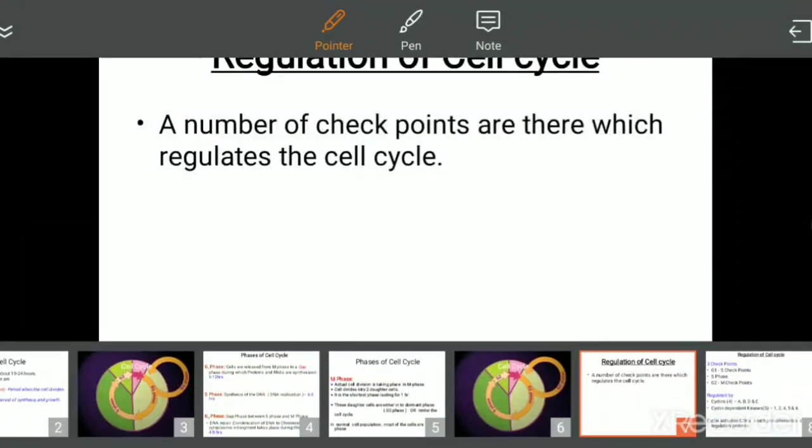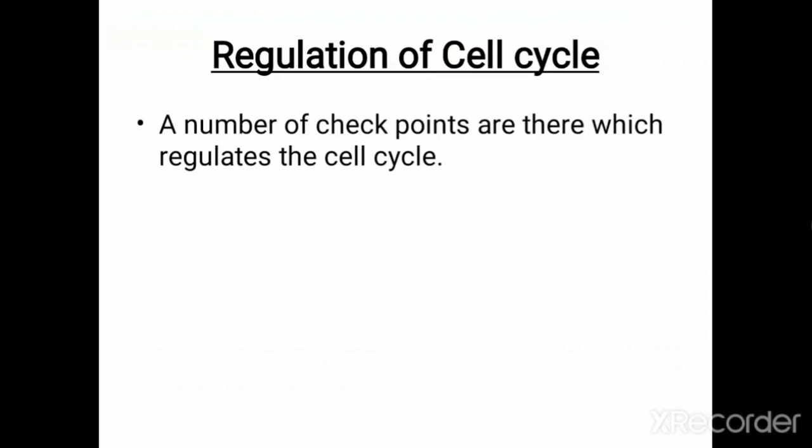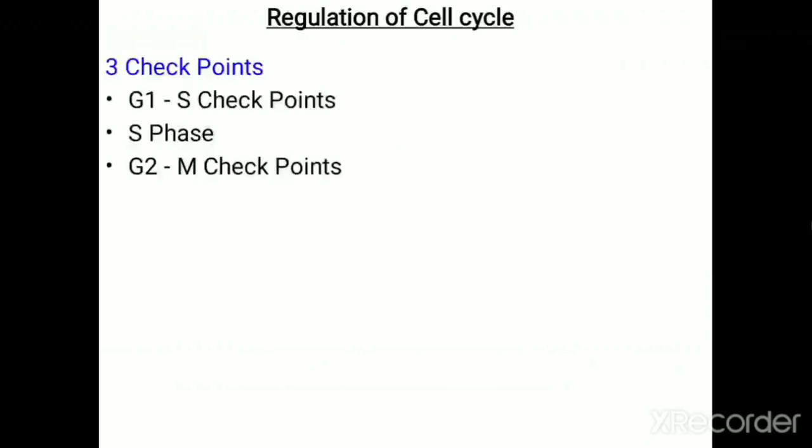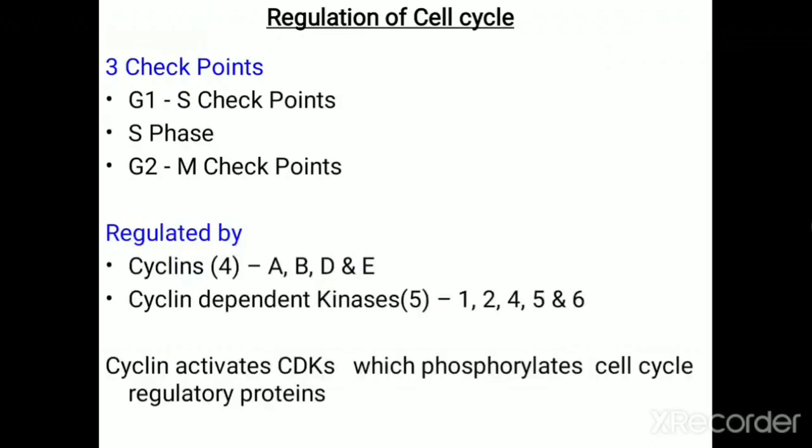Coming to the regulation of the cell cycle, there are a number of checkpoints to regulate this cell cycle. There are three checkpoints. One is at the G1/S interphase, the second one is in the S phase, and the third checkpoint is at the G2/M interphase. And the cell cycle is regulated by specific proteins, known as cyclins.